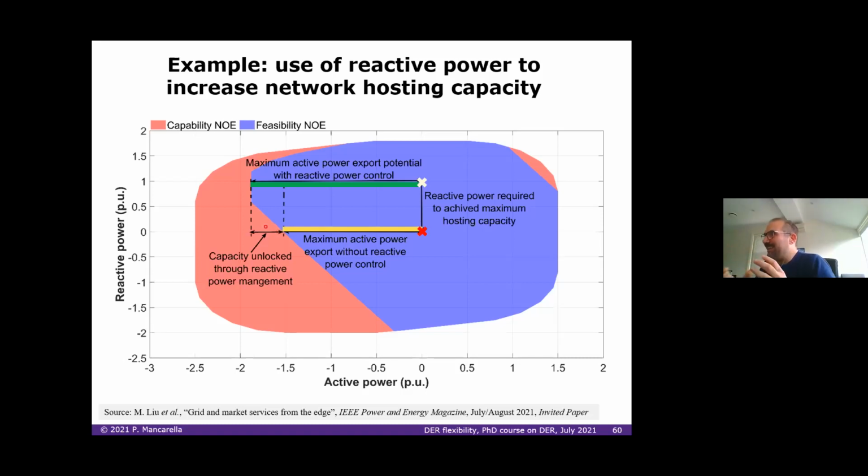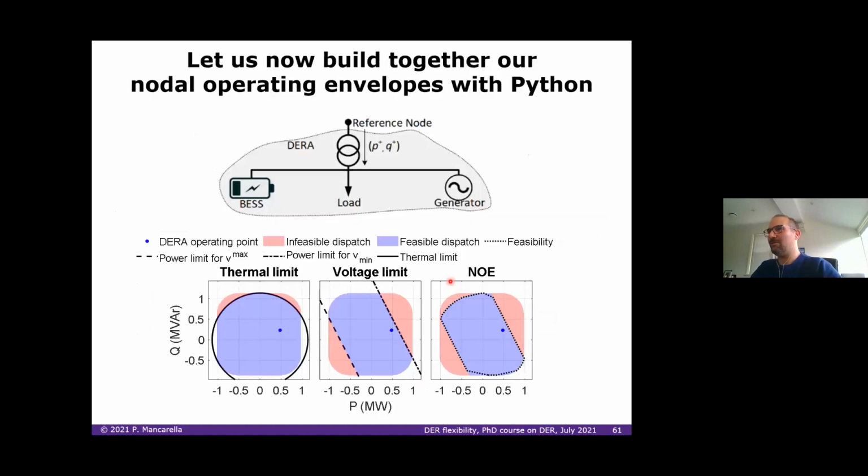And obviously, it can become very, very substantial. For example, in this case, this is just an example, but if I can unlock something like 20% of active power to sell services, just by modulating reactive power, which can be relatively cheap, well, you understand that there is a big game going on there.